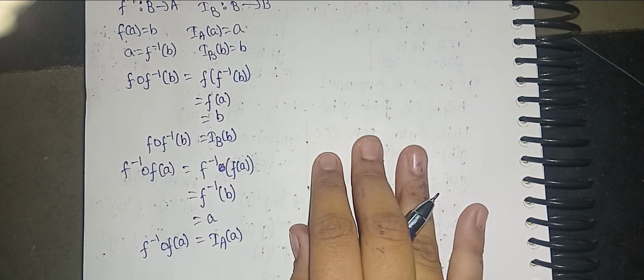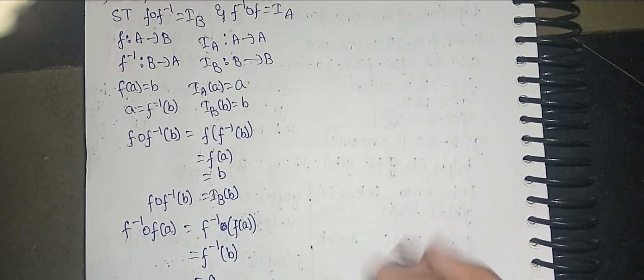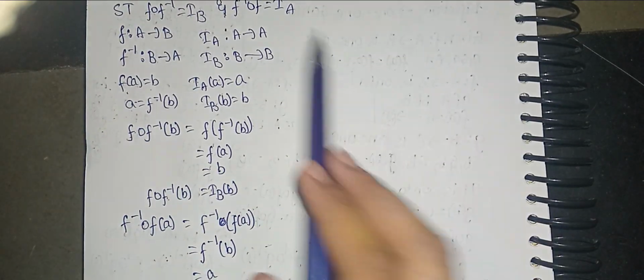We have to prove that they both are equal. We have proved it. We have to prove that these two are equal. We have proved it. That's it. Fourth theorem is also completed. Now we'll go to the fifth one.